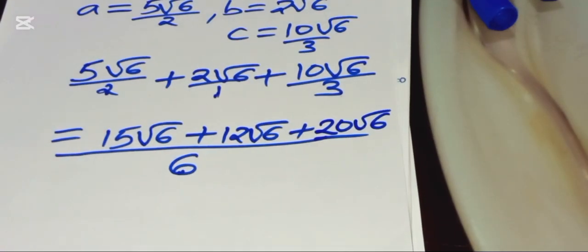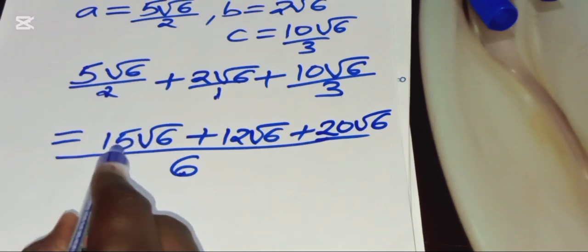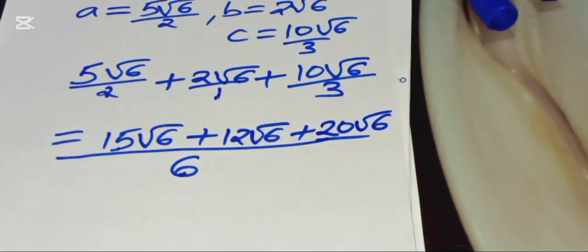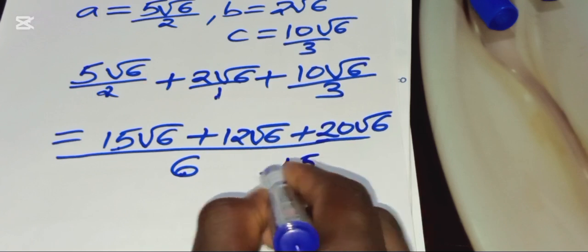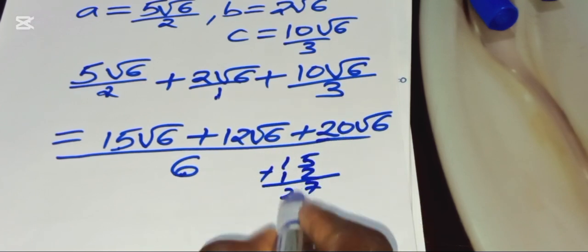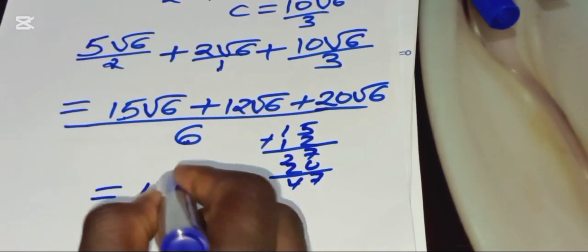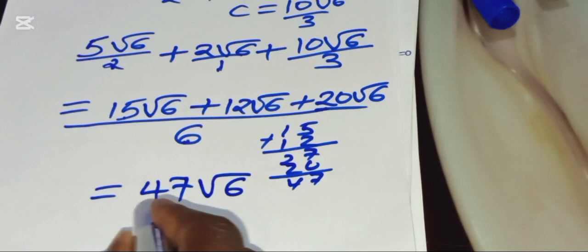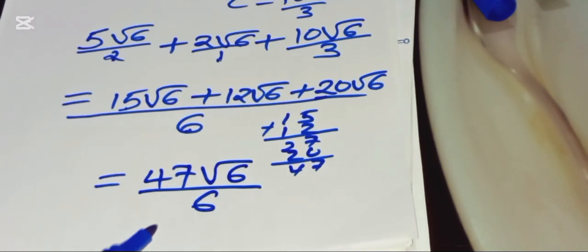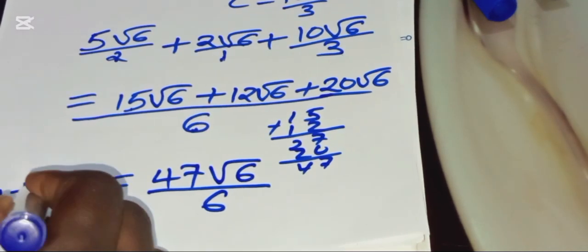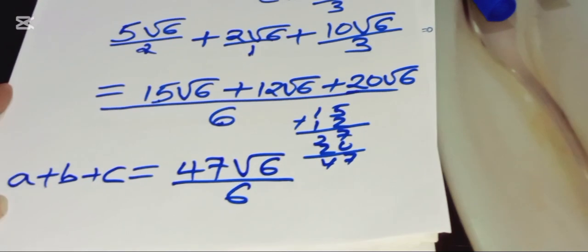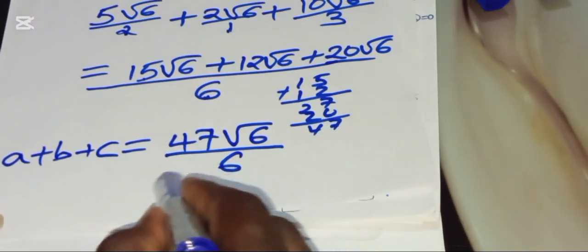So then from there, we are going to add. Remember, square root of 6 is common. So we'll have 15 plus 12, then plus 20. So this is 47. So we'll have 47 square root of 6 divided by 6. Now this is the value of A plus B plus C. So as you can see, this is the solution to our algebra problem.